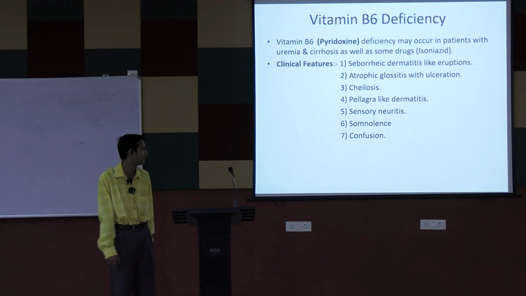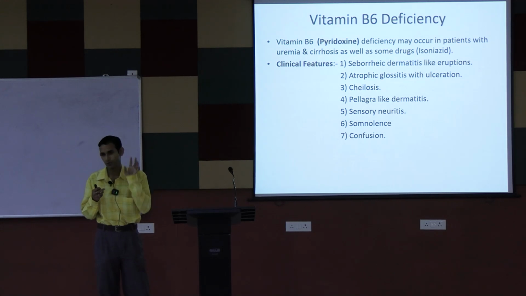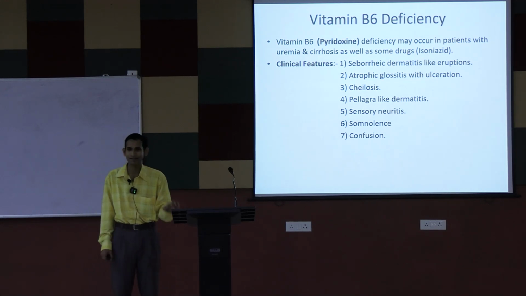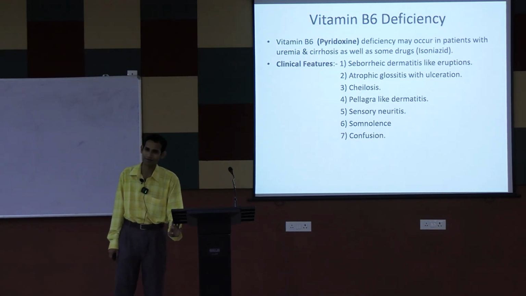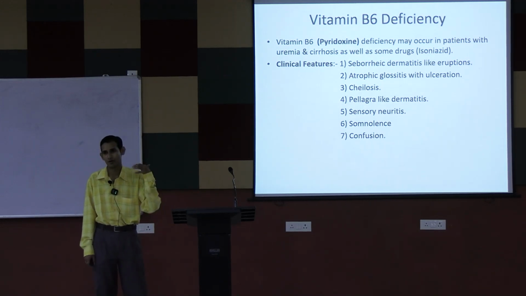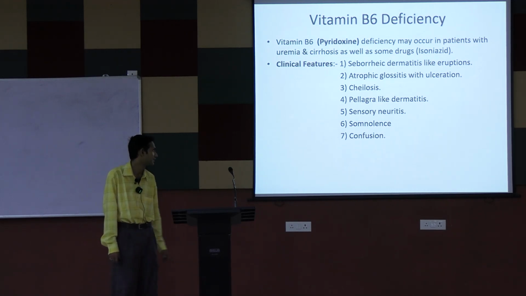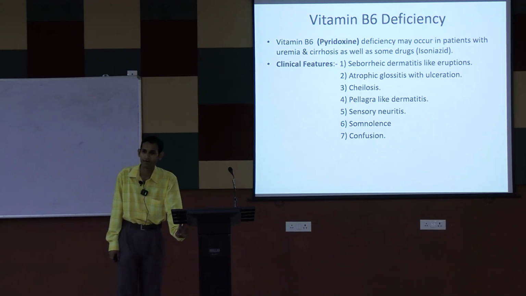So, what are the clinical features? First of all, the seborrheic dermatitis-like eruption, that means the eruption which looks like seborrhea, distributed over the eyebrow, side of the nose, back of the ear, a scaly lesion which looks like seborrheic dermatitis. Number 2 is the atrophic glossitis and ulceration. There is loss of papilla, atrophic glossitis and ulceration of the tongue is the most important. Painful sensory neuropathy. Sensory neuropathy is a very important finding of vitamin B6 deficiency. There is pellagra-like dermatitis, as I have already told.